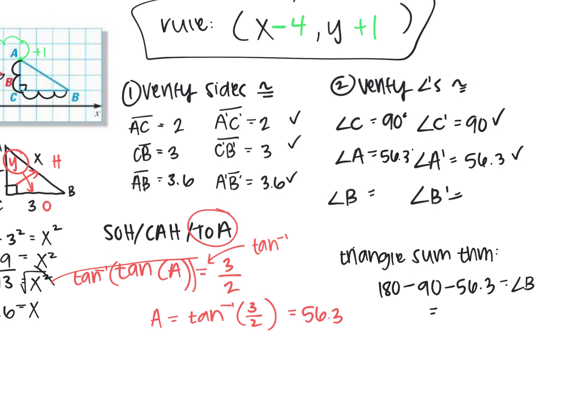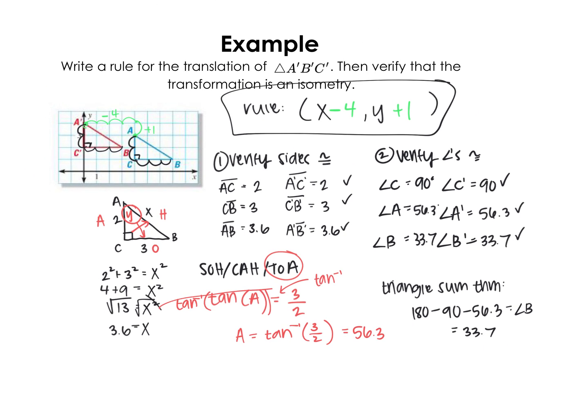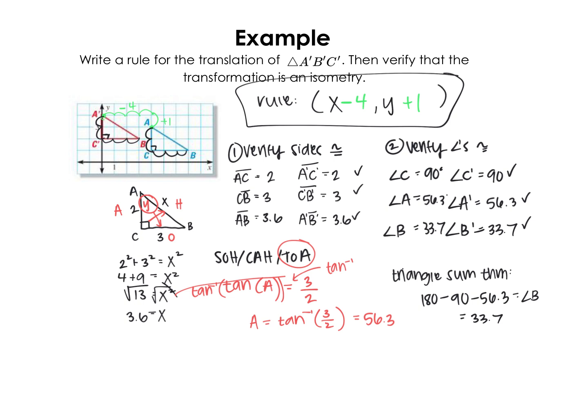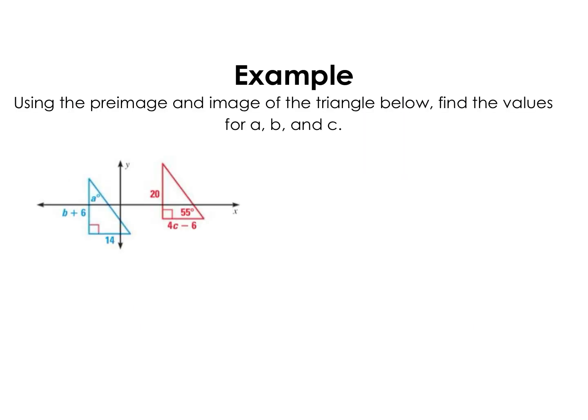So let's plug this into the calculator quick. When I put that in, that gives me 33.7. So that tells us that both of these angles are 33.7. And furthermore, this is an isometry because all of the sides and angles are the same from the pre-image to the image. All right, last one, and then we'll wrap it up.